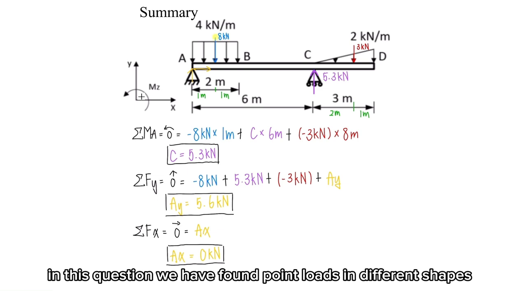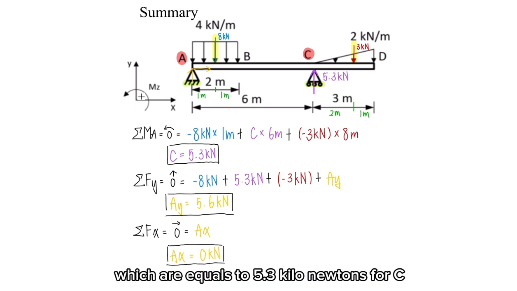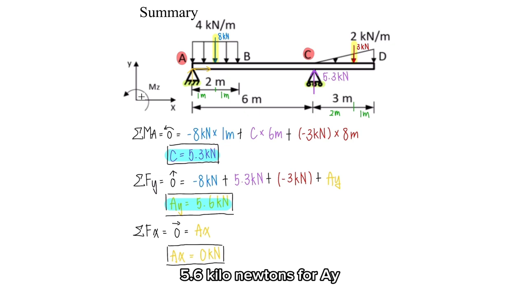In this question, we have found point loads in different shapes. We identify the supports at points A and C, and we set up equilibrium equations to find the reactions at points A and C, which equal 5.3 kilonewtons for C, 5.6 kilonewtons for AY, and 0 kilonewtons for AX.